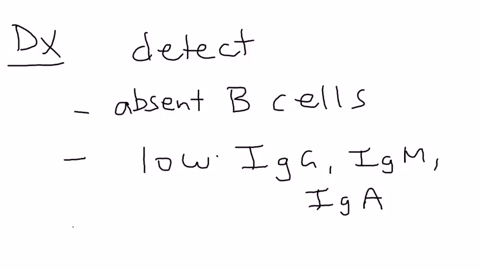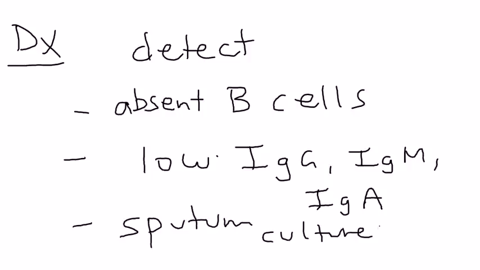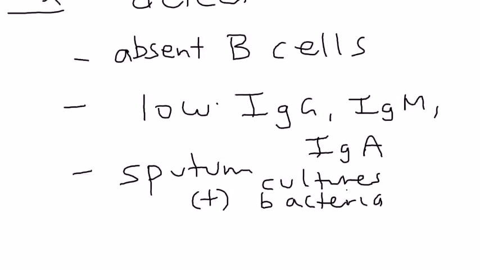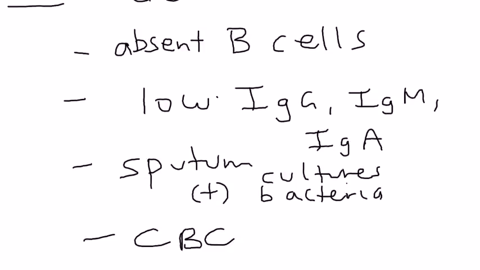Now, you can also do other tests to identify the organisms. You can do a sputum culture, and that will be positive for the bacteria that is causing the infections, encapsulated bacteria like strep and Haemophilus. You also can do a CBC, because in Bruton's a child may be anemic, and they might have low platelet counts as well. Well, this is basically how you diagnose it.